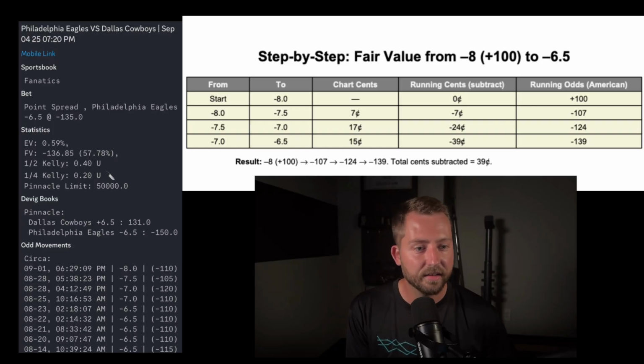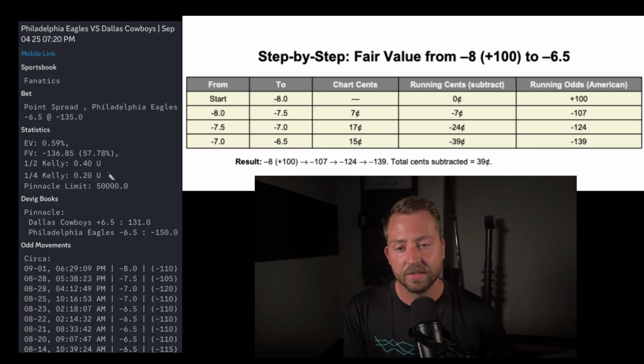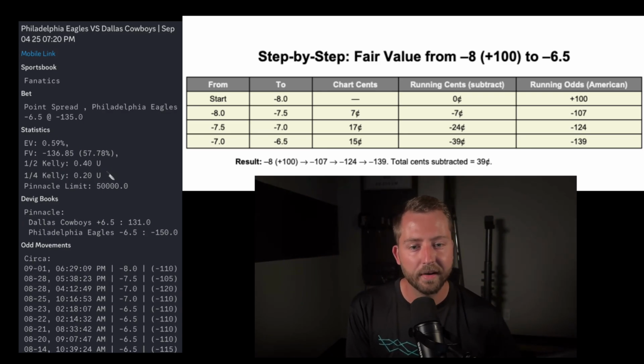So that is equivalent to a minus 124 fair value. If we projected this at minus 7, our fair value would be minus 124. But we're not at minus 6.5 yet. So we need to move from minus 7 to minus 6.5, which is adding another 15 cents to that fair value. So now we have our final number. Minus 6.5 is going to equal a fair value of minus 139 compared to this Circa number.